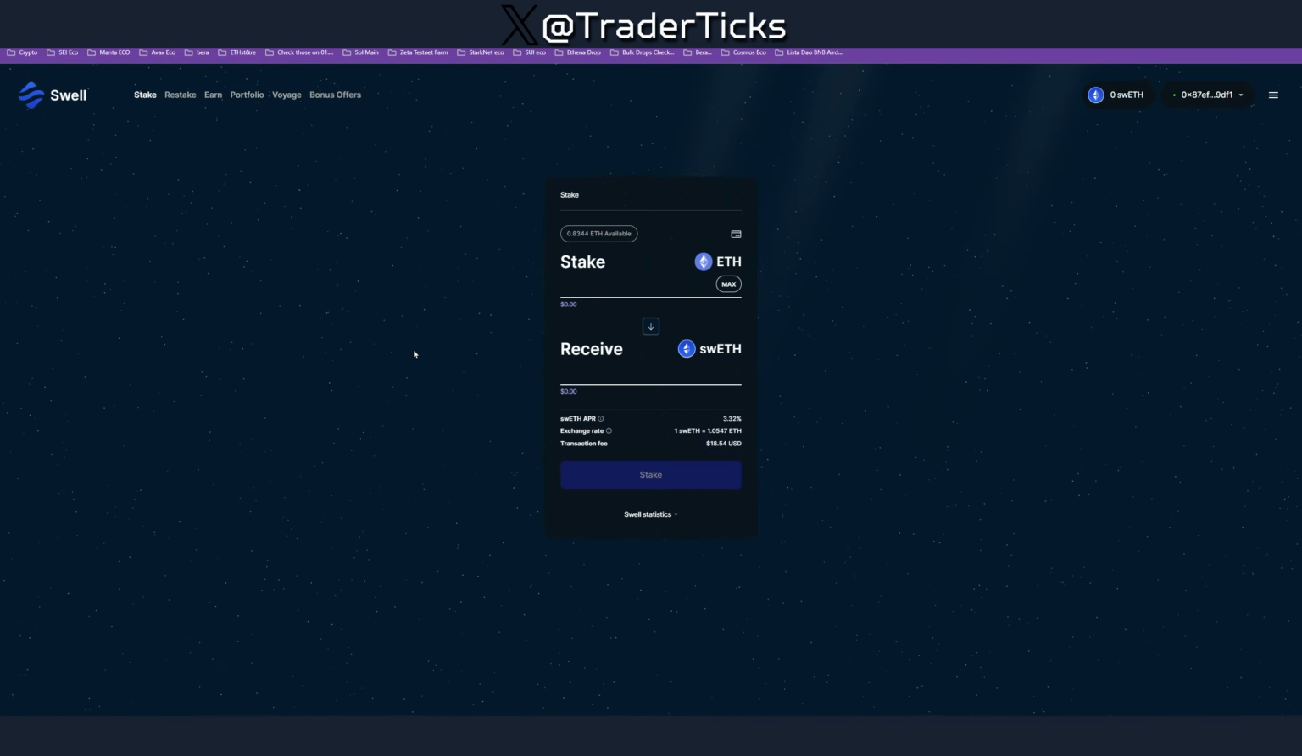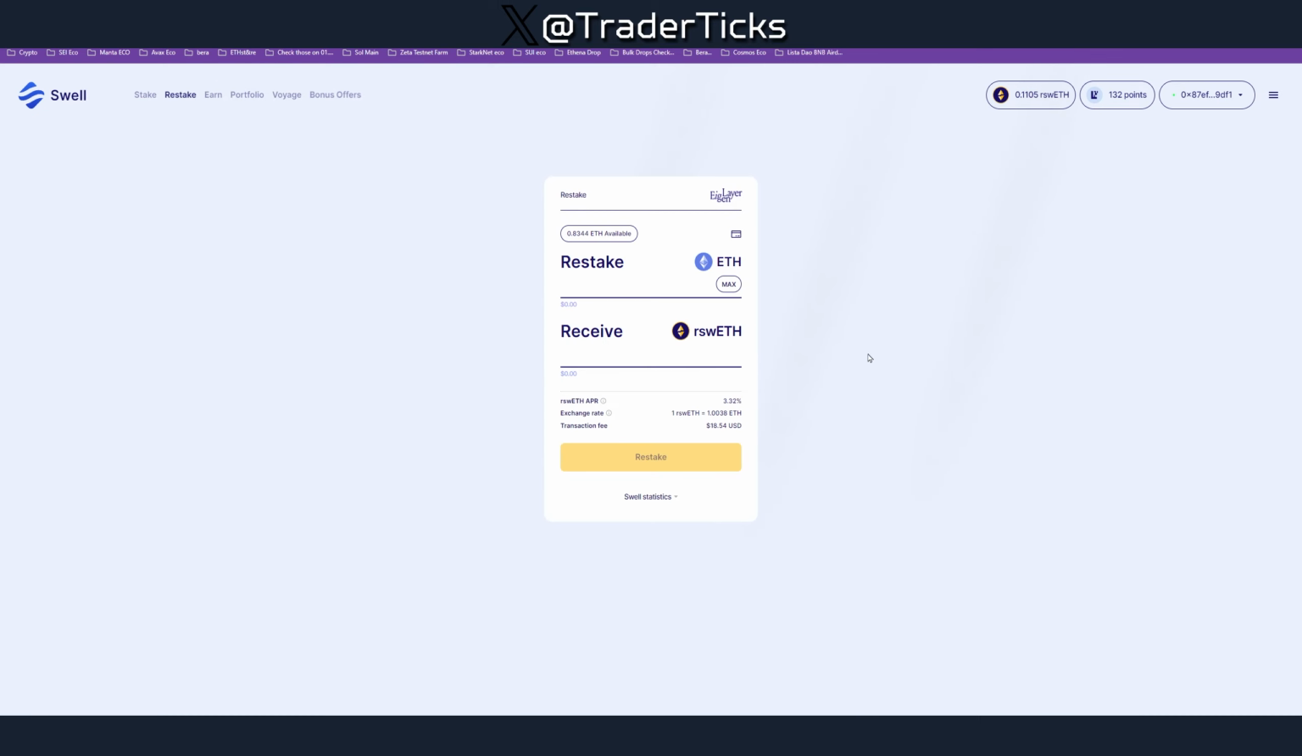Moving on, we have Swell, where you can stake and receive your swETH, which is Swell ETH, and you can also restake and grab your restaked Swell ETH, which is going to earn you also EigenLayer points.